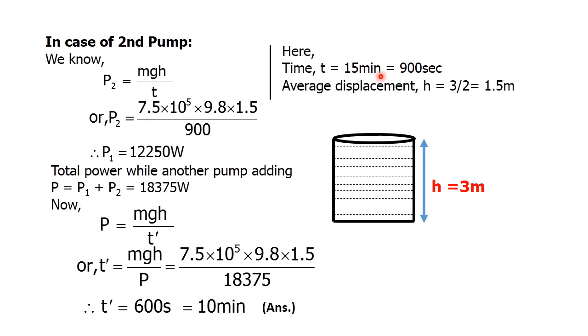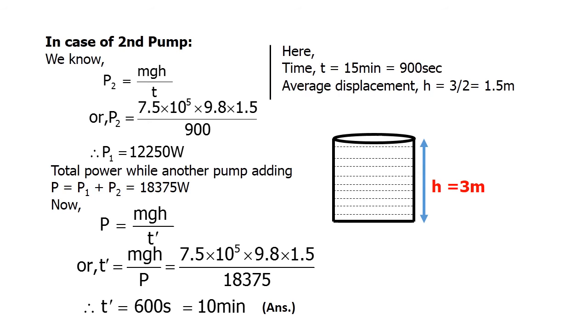Now the second pump is also used to empty the water of the swimming pool, and it will take 15 minutes. 15 minutes means 900 seconds, and the average displacement for the second pump will be equal, that means H will be 1.5 meter, and the formula of the power is P equals mgh by T. Here we use P2, and the value of P2 will be 12250 watt. While both pumps work together, the total power will be P1 plus P2, and the value of P is 18,375 watt.